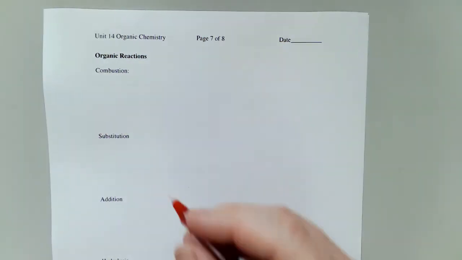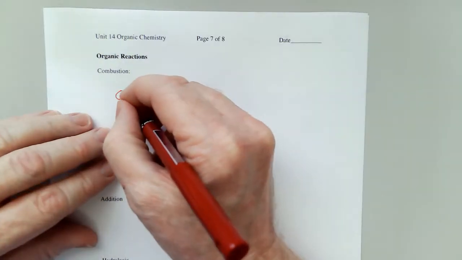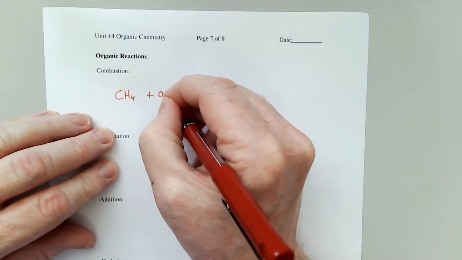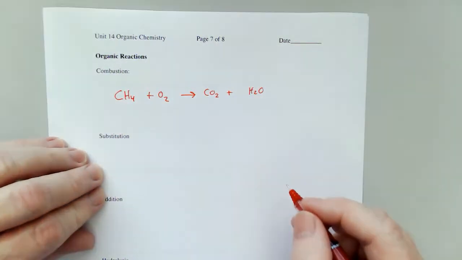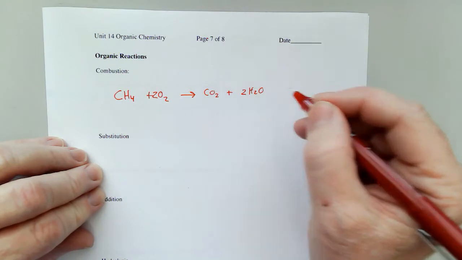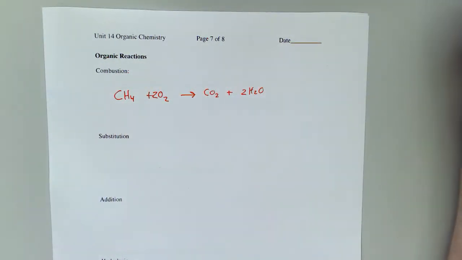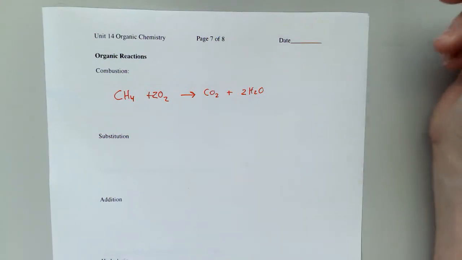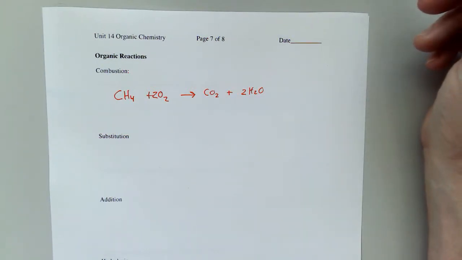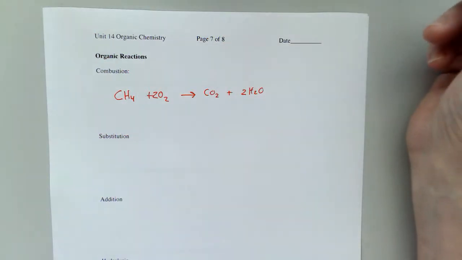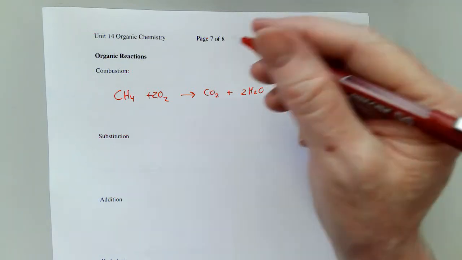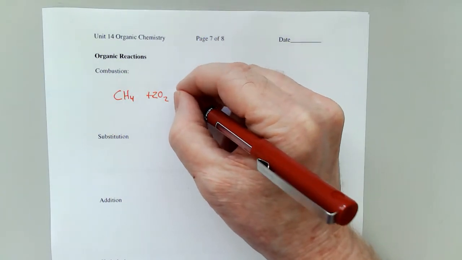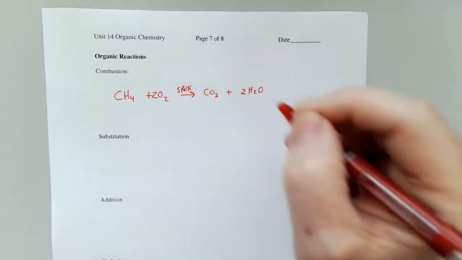So, combustion. Combustion is where you take a hydrocarbon like CH4 and you burn it with O2 and it produces CO2 and H2O. We don't worry too much about balancing when we're doing organic reactions because they almost always balance in a 1-to-1 ratio. This combustion doesn't, but most of the others will. Now, we need some type of catalyst to make this reaction happen. I can release methane in the room, and it will sit there and it won't burn until a spark. So we need some type of spark as the catalyst. We'll write the catalyst over the arrow.